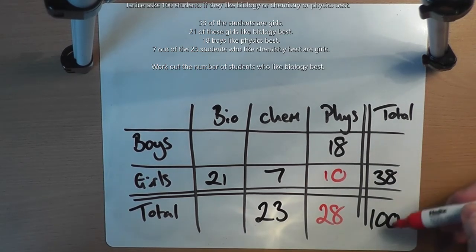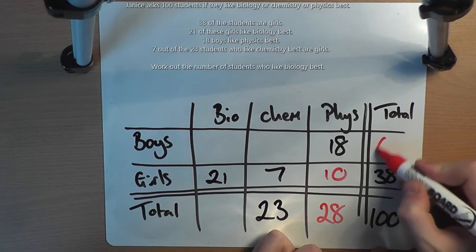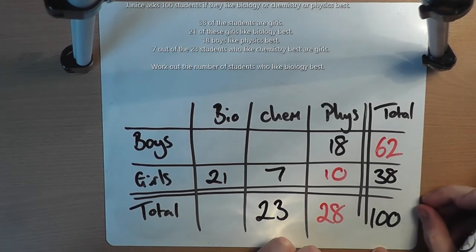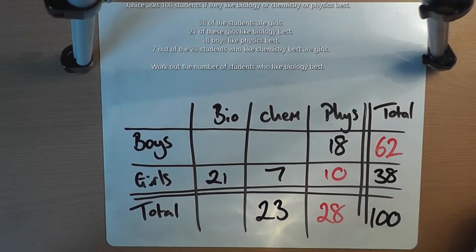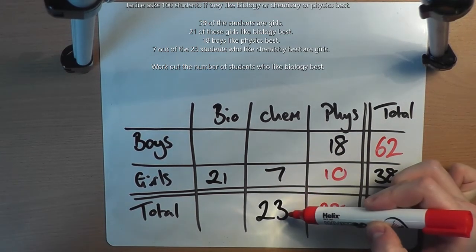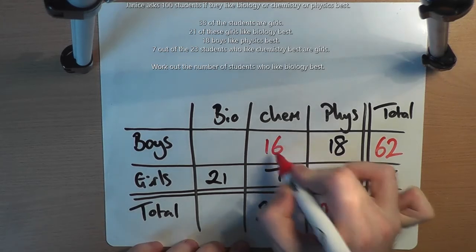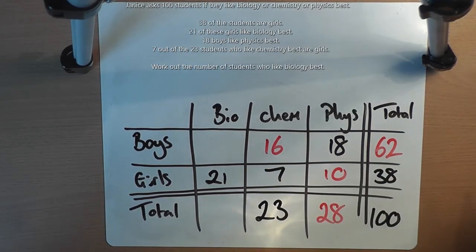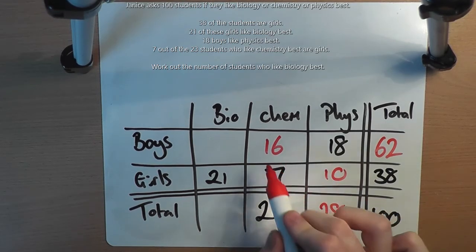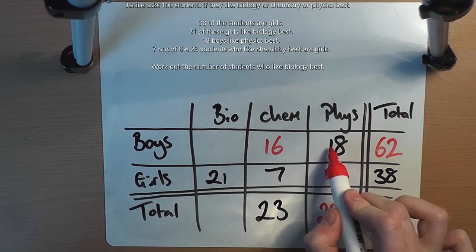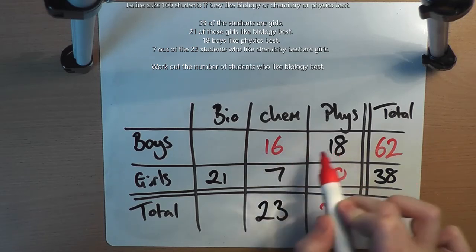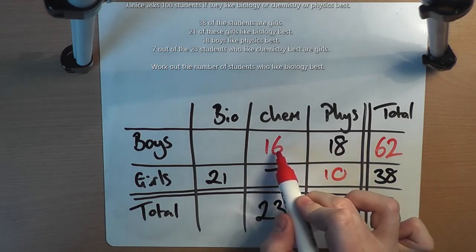Well, if there's 38 girls and there's 100 students in total, well, that must be 62 boys there. 38 girls, 100 students in total, 62 boys. Boys who like chemistry? Well, if there's 23 students who like chemistry and 7 of them are girls, that's 23 less the 7 is 16 boys who like chemistry. 16 plus the 18, well, that's 28 plus the 6 is 34.